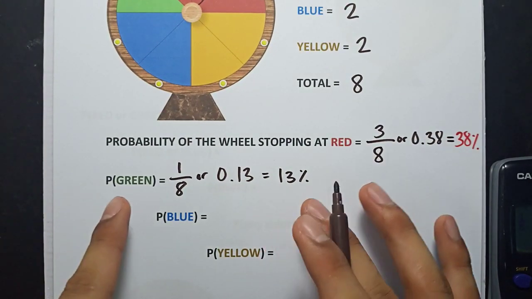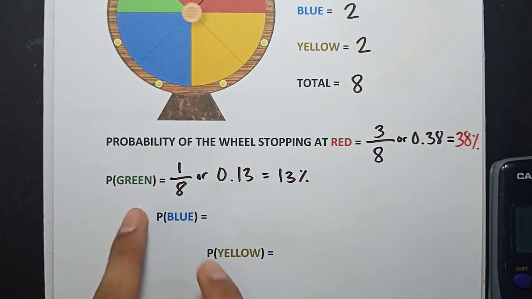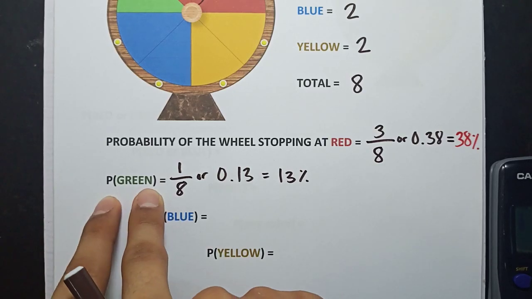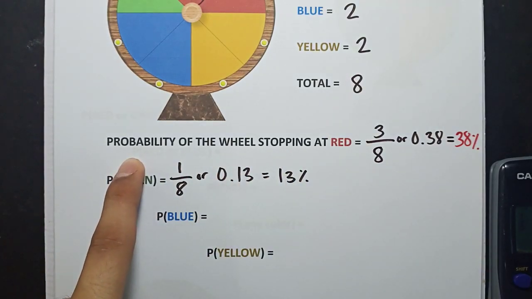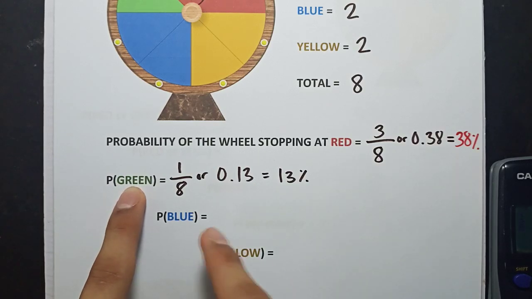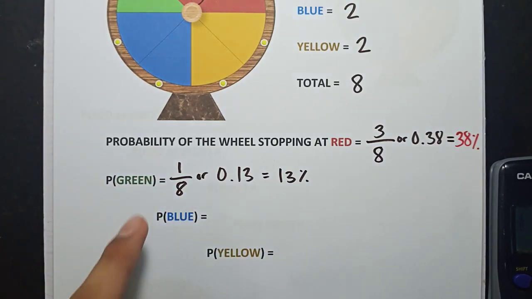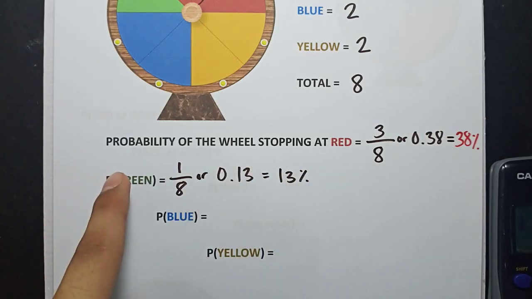Now, as you can see, I just write here P, then parentheses, and green is inside. Instead of writing word by word, the probability of the wheel stopping at red, we can just write P, which stands for probability, and the event that we are looking for, green, inside the parentheses. So I suggest using this instead of writing word for word to save time.